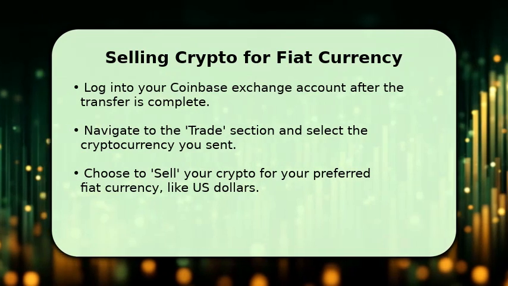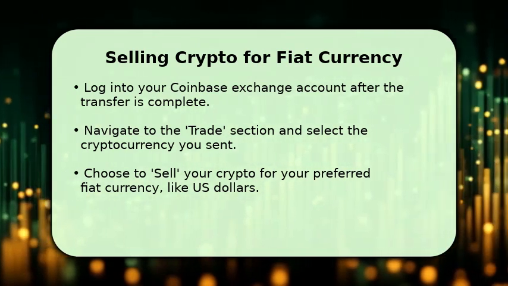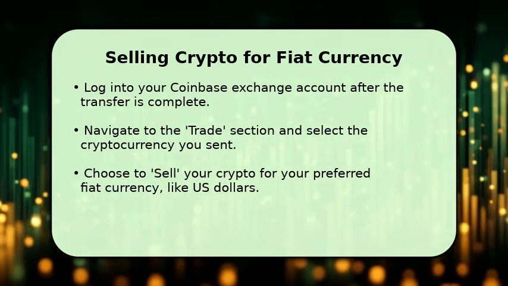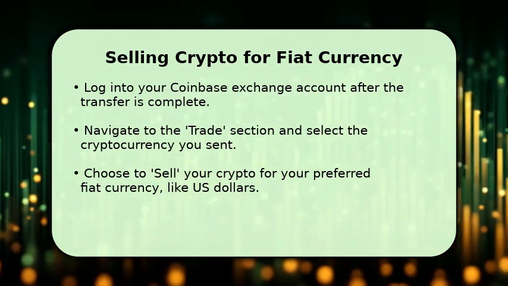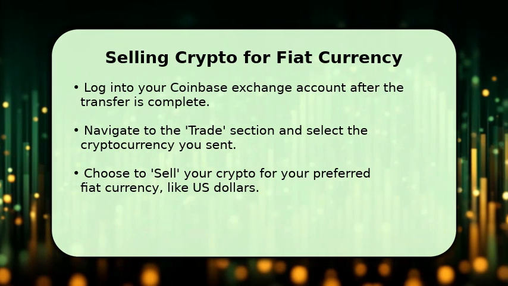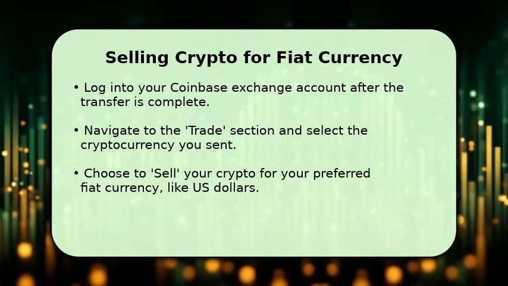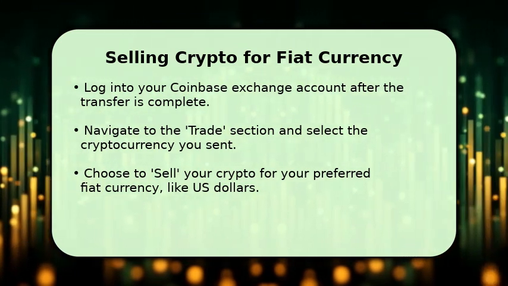After your cryptocurrency arrives in your Coinbase exchange account, log in to the exchange platform. Go to the trade section and find the crypto you just transferred. You'll then have the option to sell it. Select your desired fiat currency, such as US dollars, and enter the amount you wish to sell. The exchange will show you the current market rate and any associated fees before you finalize the sale.